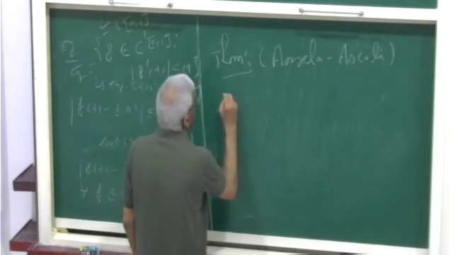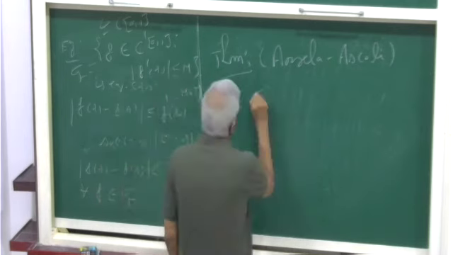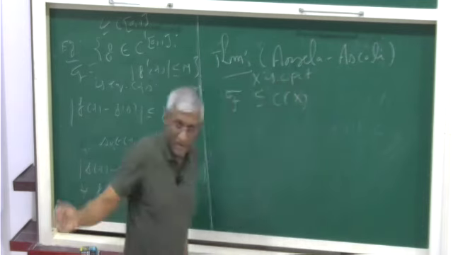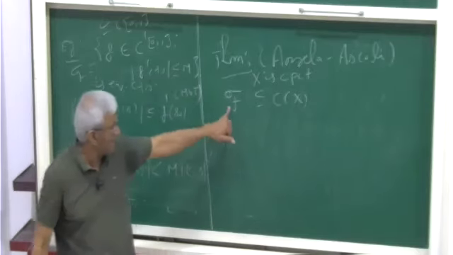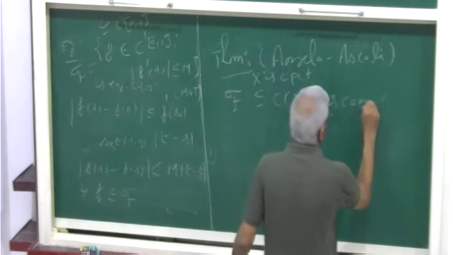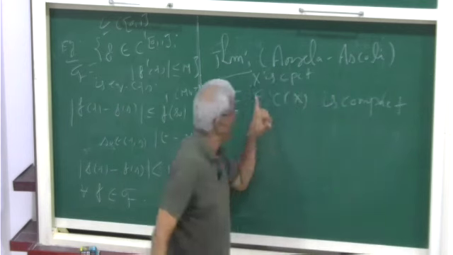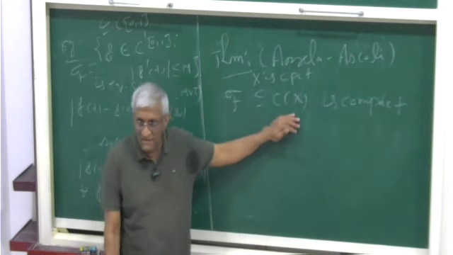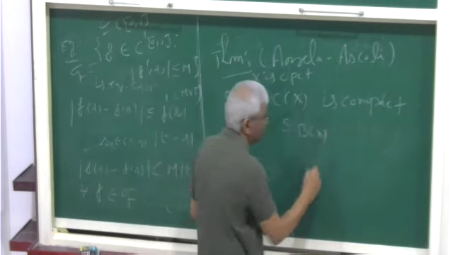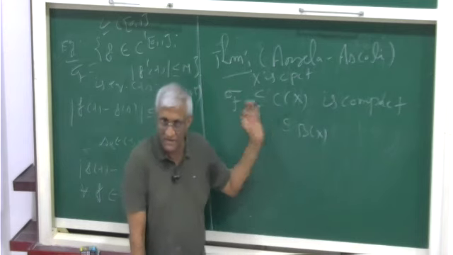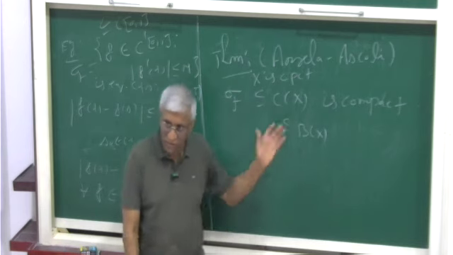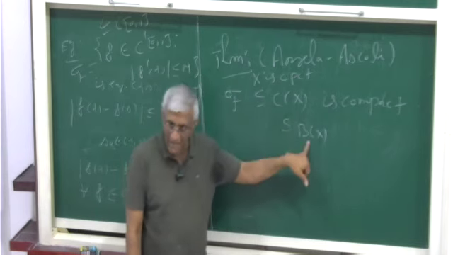Okay, so I take script F contained in C(X), where X is compact. You have a compact metric space X, and I take a collection in C(X). So X is compact, then C(X) is contained in B(X), all bounded functions on X. Any continuous function on a compact set is bounded, because its range is closed and bounded. So C(X) is contained in B(X).